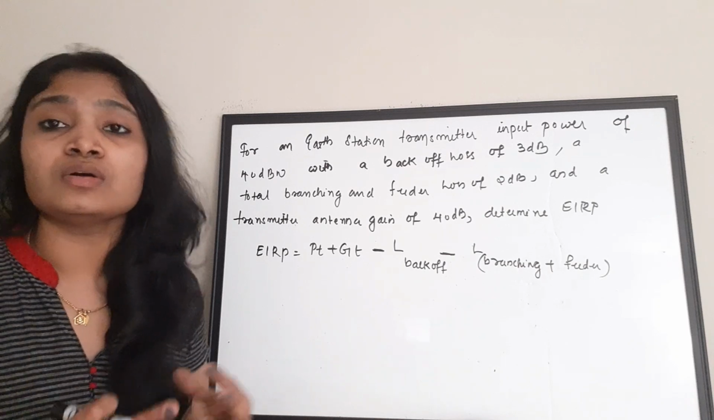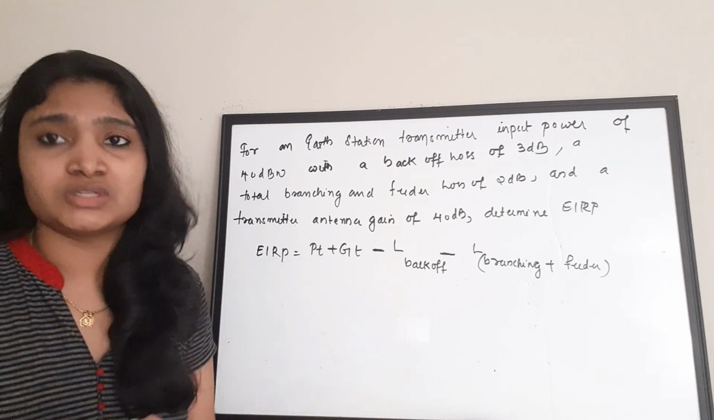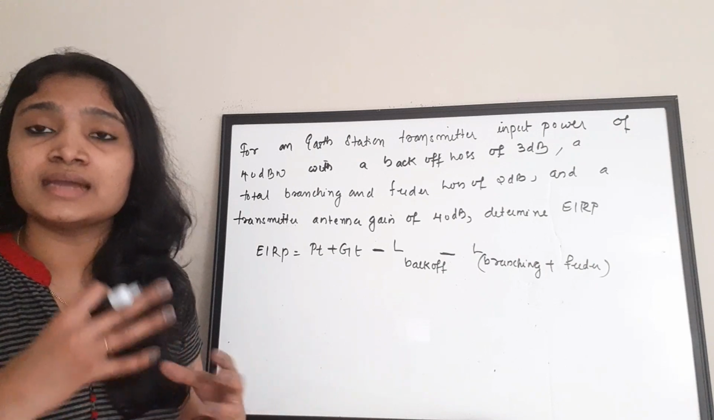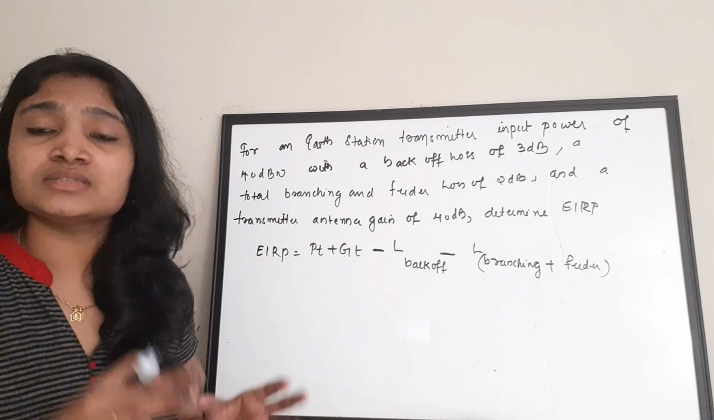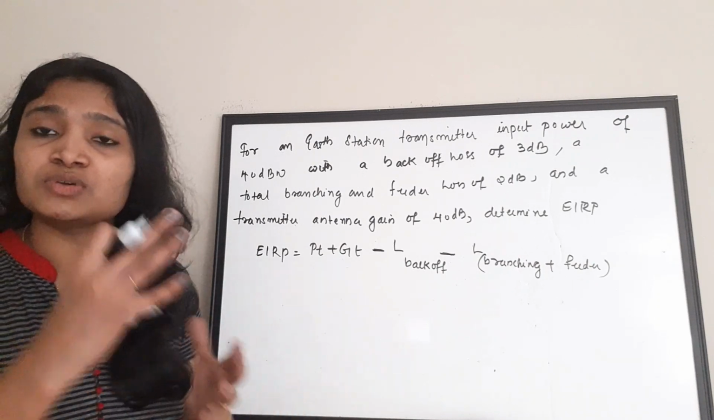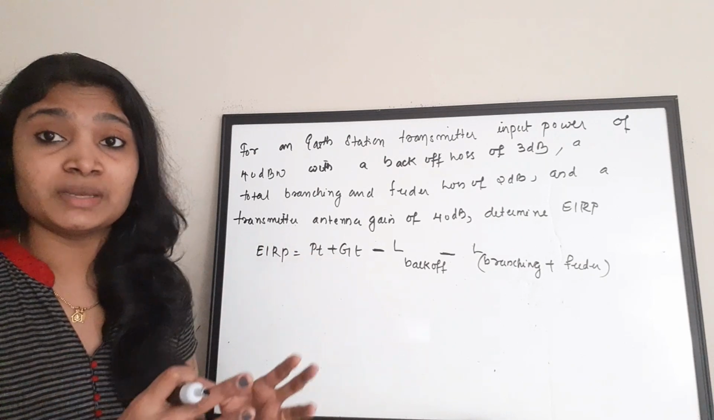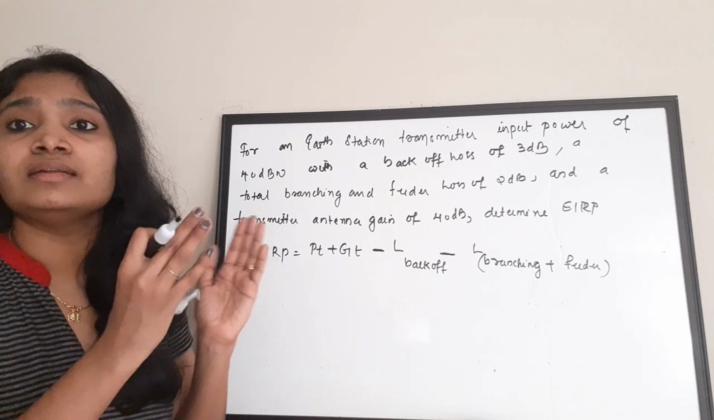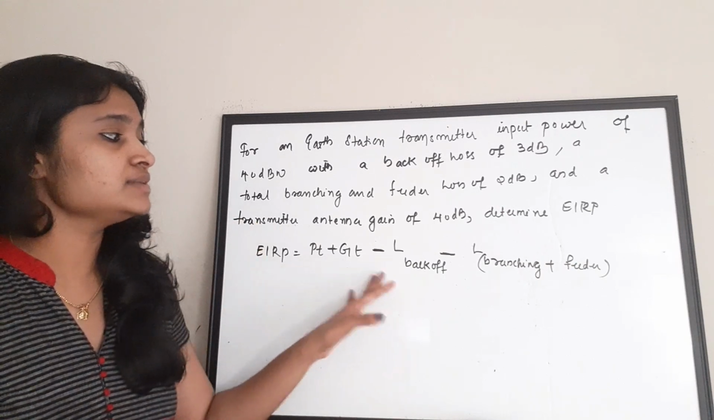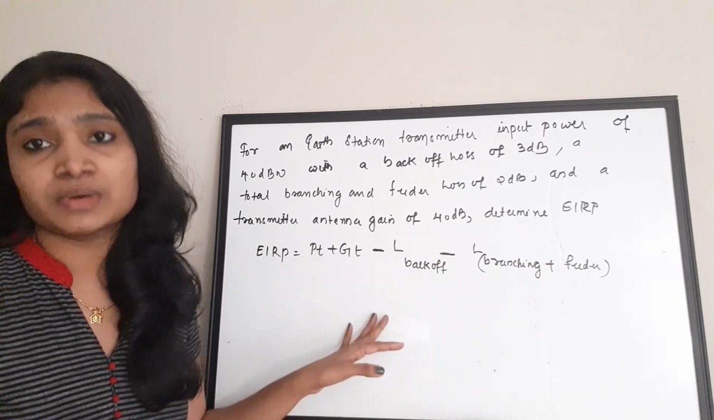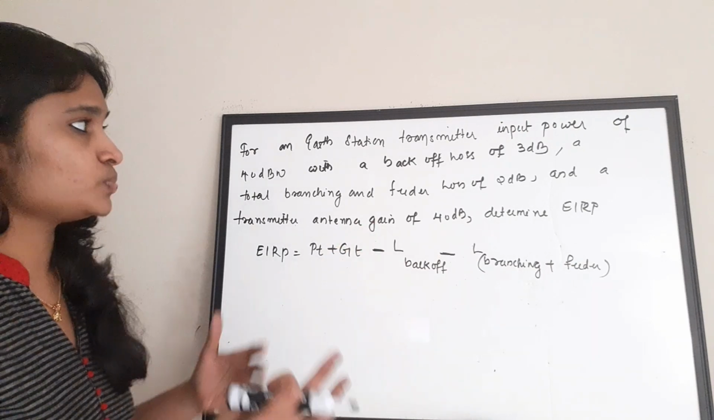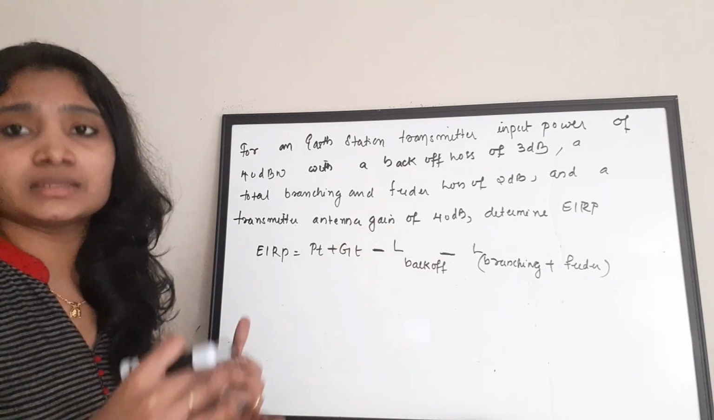So you can think of EIRP as a power budget. That is, it is the sum total of all the gains and all the powers minus all the losses. So it takes the sum of all the gains and powers and then subtracts the losses from this power. So you will get the total EIRP of a branch or a transponder path or a link.